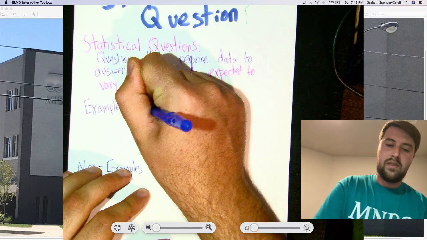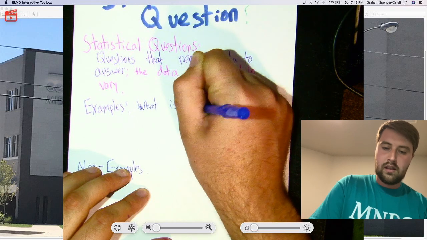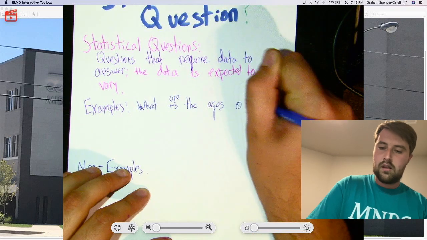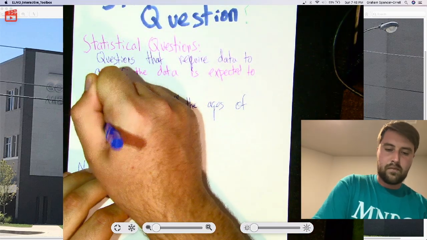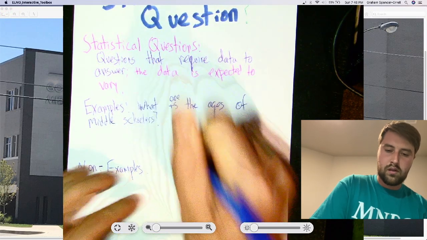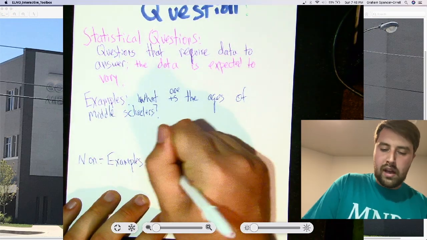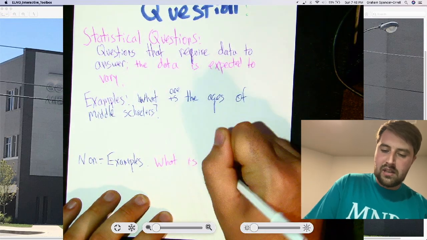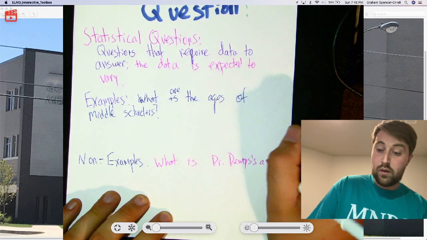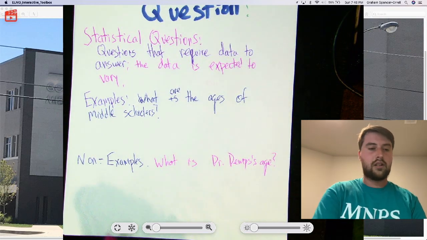We're going to have some examples and some things that are non-examples. So an example would be ages, what are the ages of middle schoolers? And then one of those that would not be an example having to do with age, what is Dr. Dempsey's age? Of course, if you don't know that, you wouldn't be able to answer it, but theoretically, everyone would have the same answer if they knew her age.